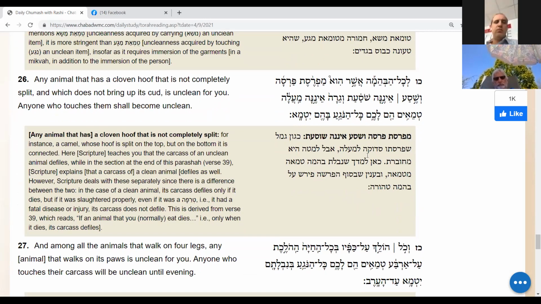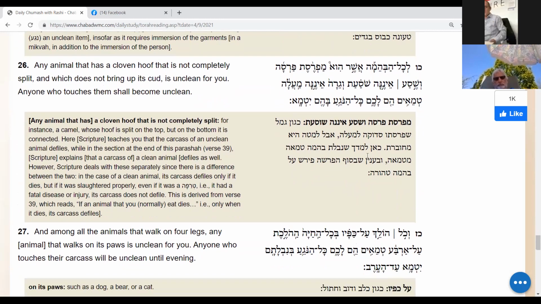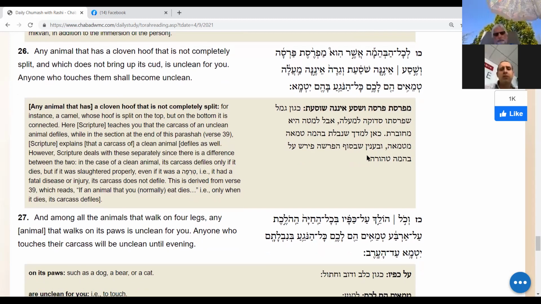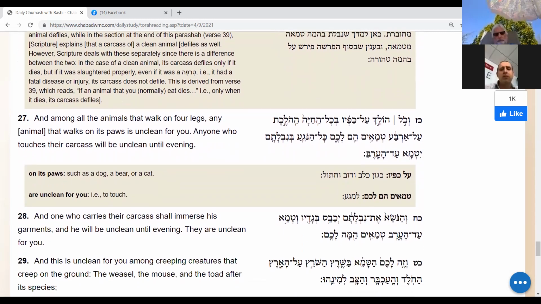Verse 26, l'chala behema asher hi mafreses parsa v'sheisas eni sheisa v'geir eni mala. Any animal that's non-kosher because it doesn't have fully split hooves or doesn't chew its cud is impure, and if you touch them, you also will become impure. And Rashi here gives us examples of animals that don't have a completely split hoof, only partially. He says a camel is split on top but not on the bottom. Its lower part of the hoof is not split. And therefore, the carcasses of these non-kosher animals will make you impure.